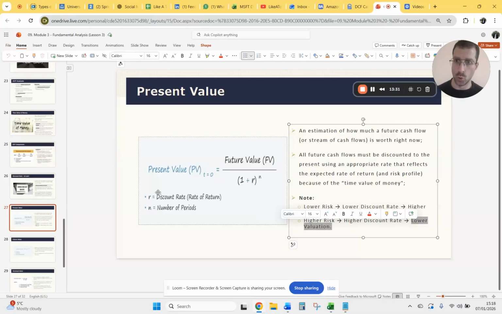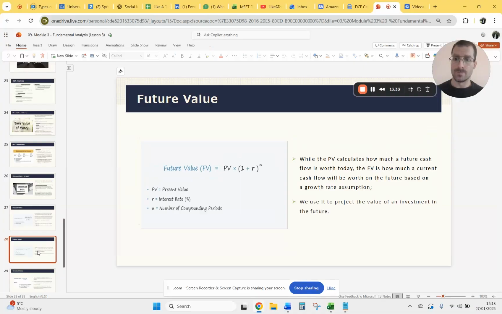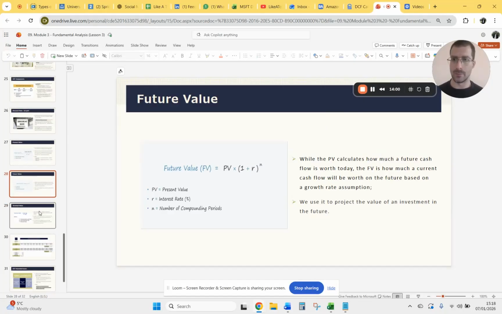Okay, cool. So then we have the future value. While the PV, the present value, calculates how much a future cash flow is worth today, the future value is how much a current cash flow will be worth in the future based on a growth rate assumption. So we use it to project the value of an investment in the future. I will show you how this looks in the model once we jump into that.